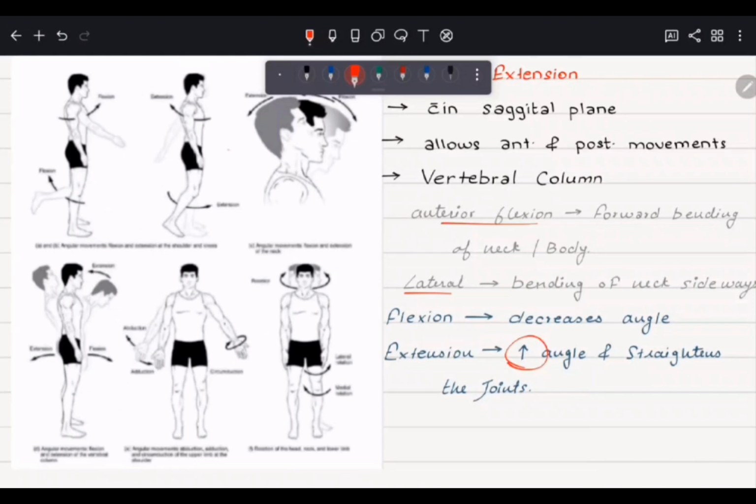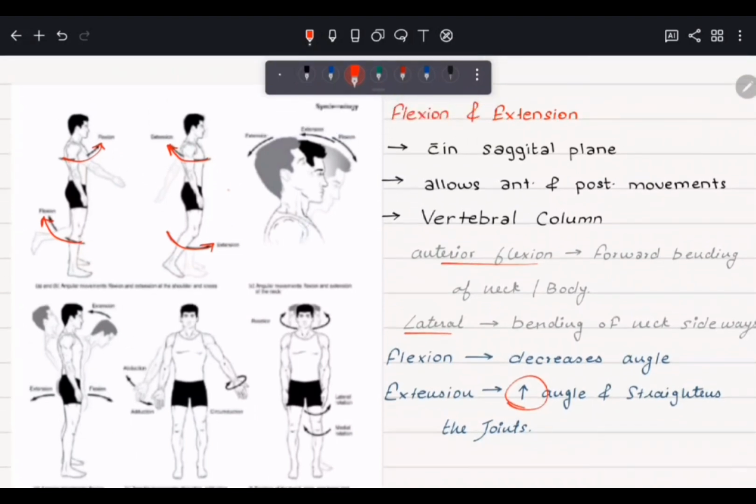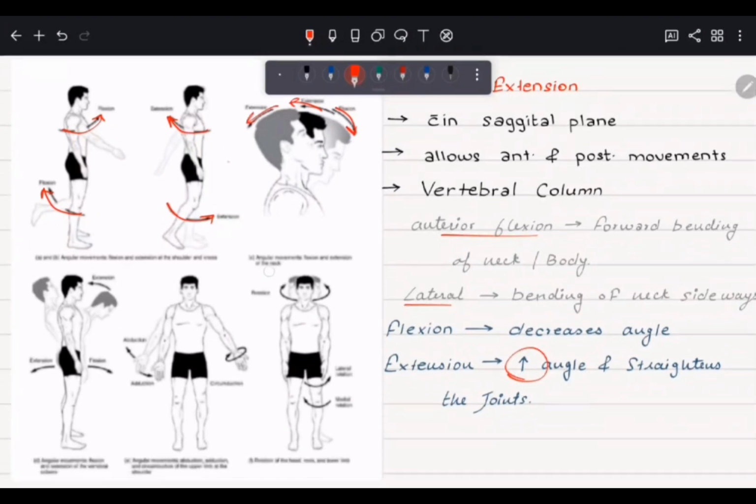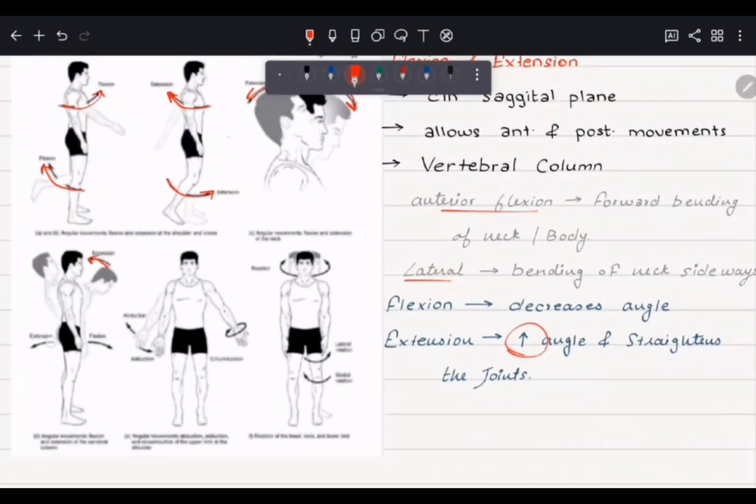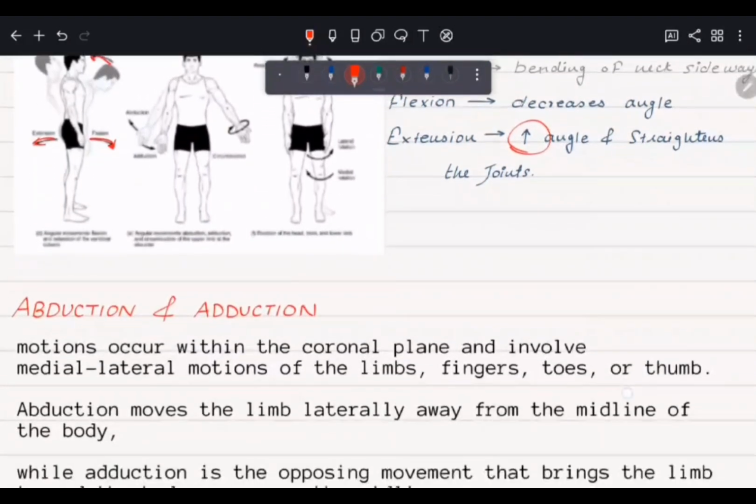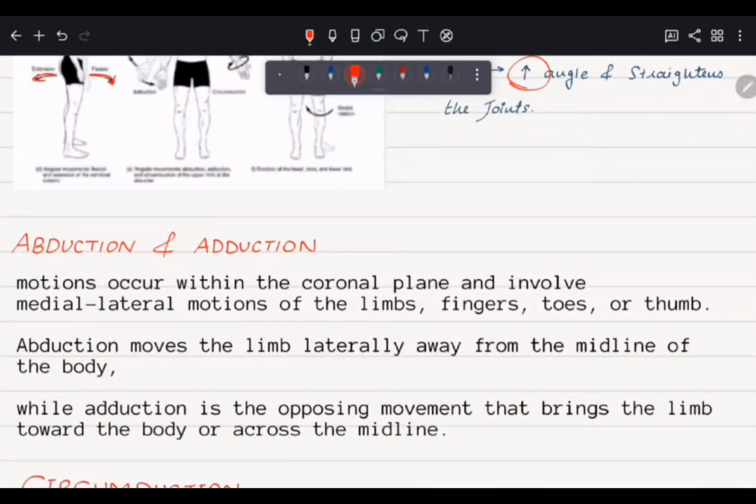Flexion decreases the angle between the joints, and extension increases the angle, that is, straightens the joints. As you can see in this diagram, here this is flexion, here this is flexion, here this is extension, and this is extension. Here also, moving your head forward is flexion, this is extension.